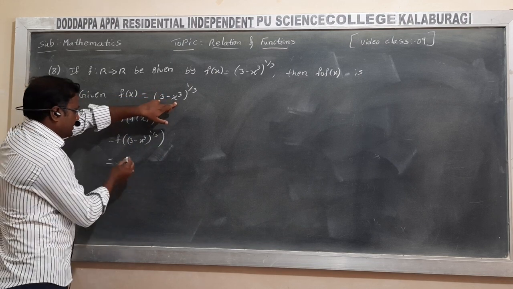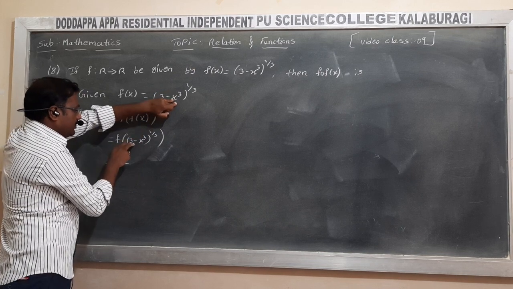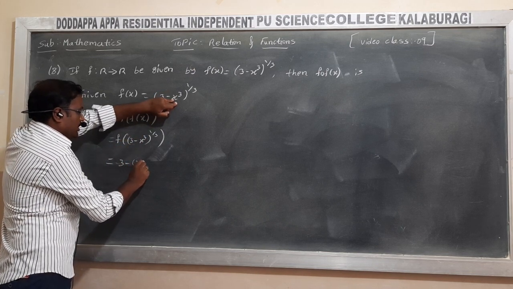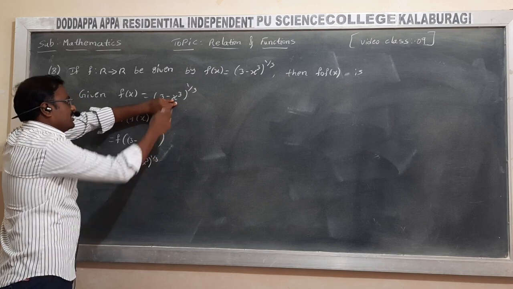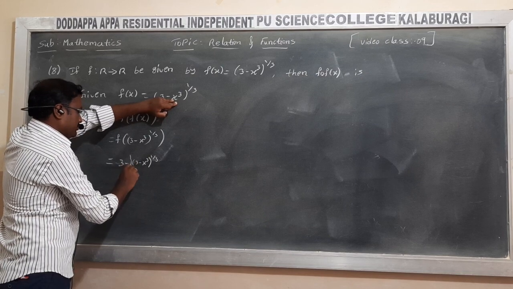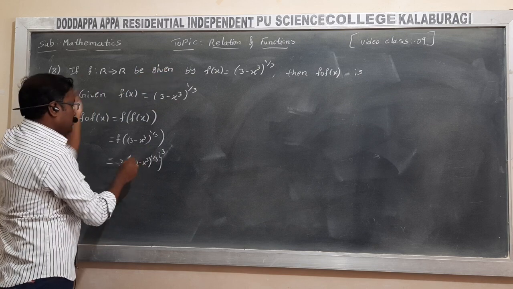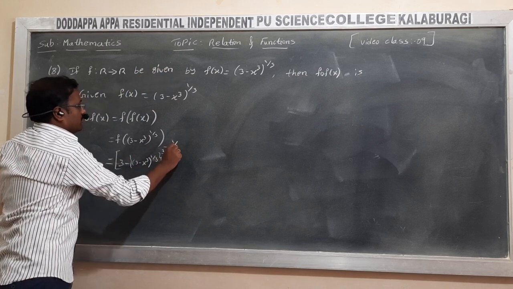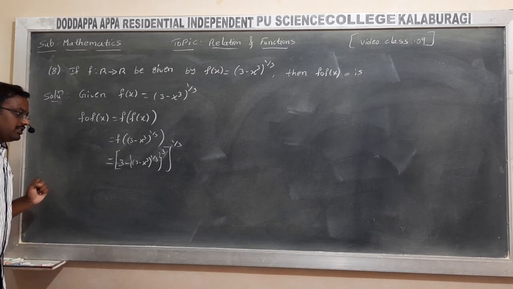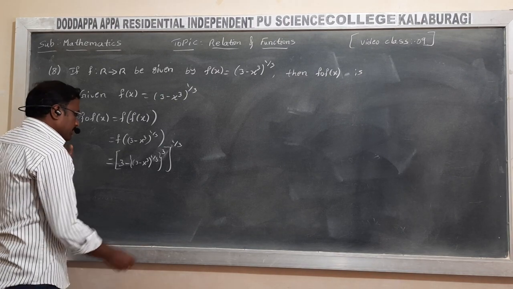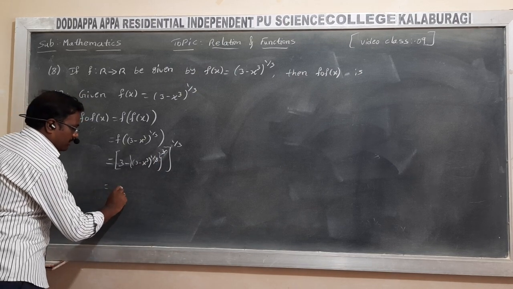Okay, see here, first 3 minus x. In place of x you can substitute this whole value: (3 minus x cube) whole power 1 by 3, power 3 whole power 1 by 3. Okay. Next you can cancel these two. 3 cancel, remaining value 3.